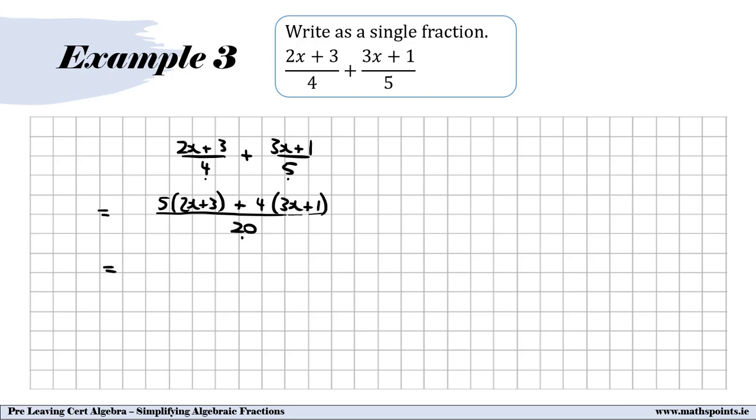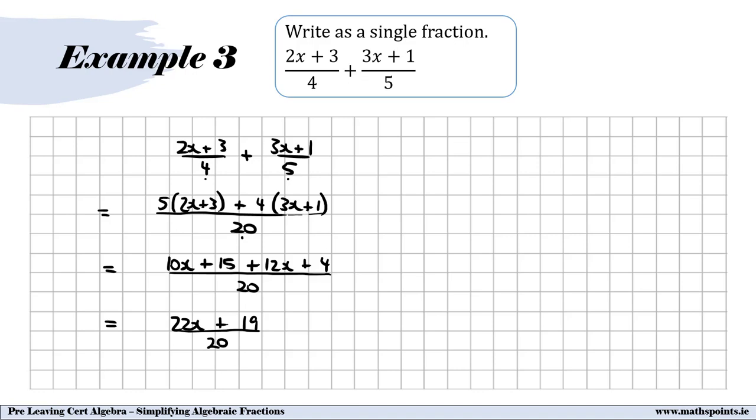Tidying up the top, we're going to multiply out the brackets. So we have 5 by 2x is 10x, 5 times 3 is 15, plus 4 times 3x is 12x, and then plus 4 times 1 is plus 4. And this is all over our lowest common denominator, which is 20. Tidying up the top, I have 10x plus 12x is 22x, 15 plus 4 is 19, and again this is all over 20, and so this is the final answer.